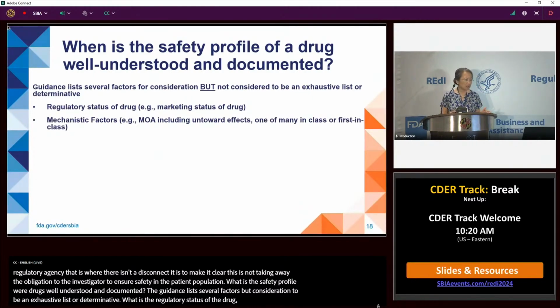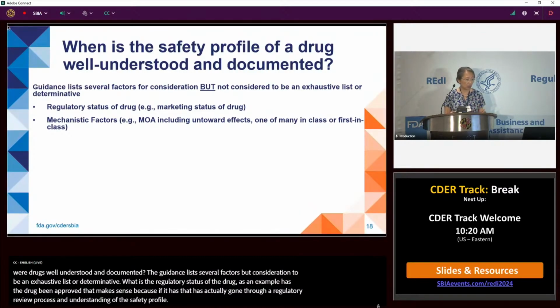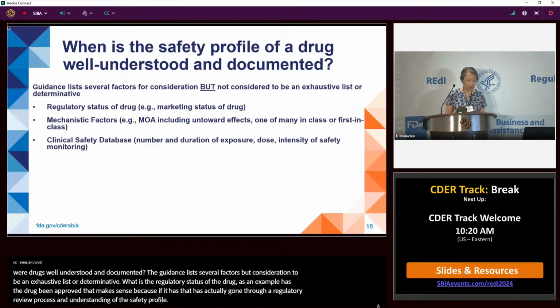Now, another is the mechanistic factors of the drug. Do we know the mechanism of action, including any untoward effects? Is it one of many in a class, or is it first in class? If it's one of many, you may actually know a lot about the class of drug itself. What about the clinical safety database of the drug? What are the number and duration of exposure, the dose, and the intensity of the safety monitoring of that clinical safety database?